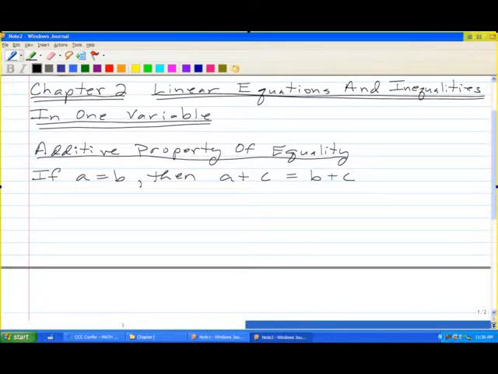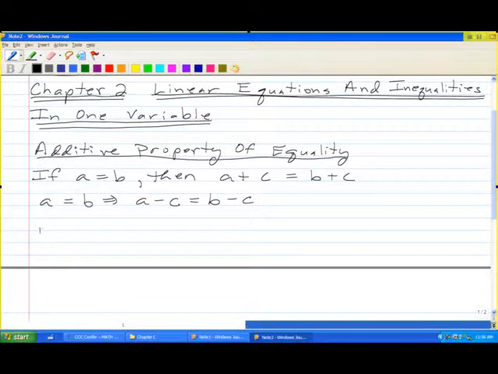So similarly, I can state it as a subtraction property. If A equals B, then I can subtract the same quantity from both sides of my equation, and my equation remains invariant. And so A minus C is equal to B minus C.